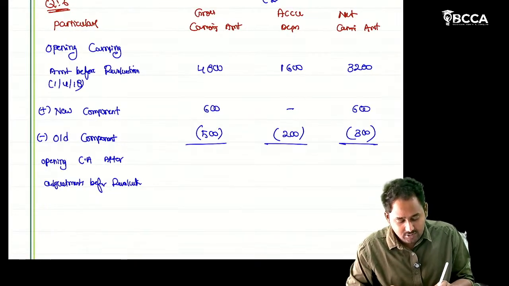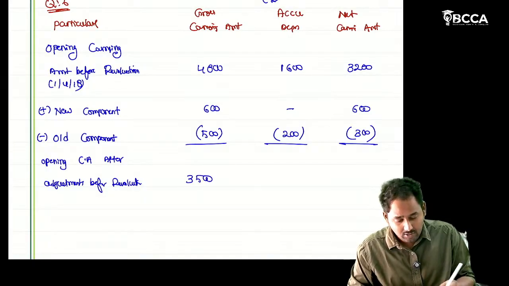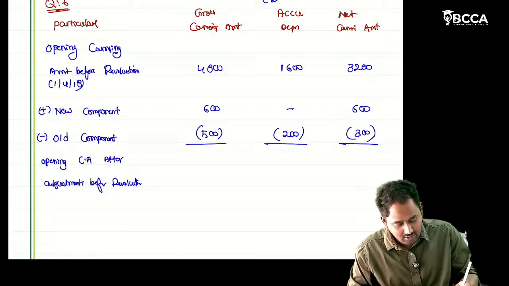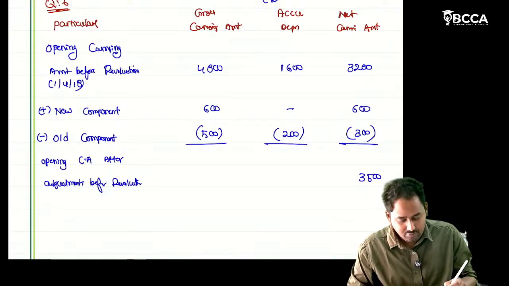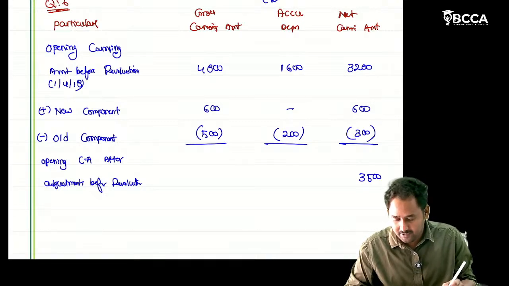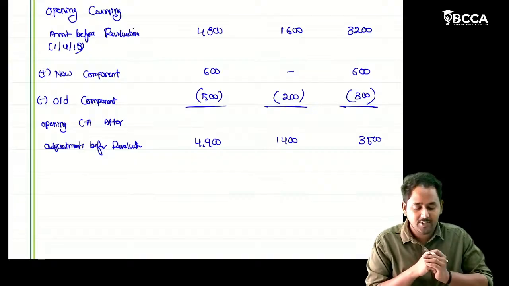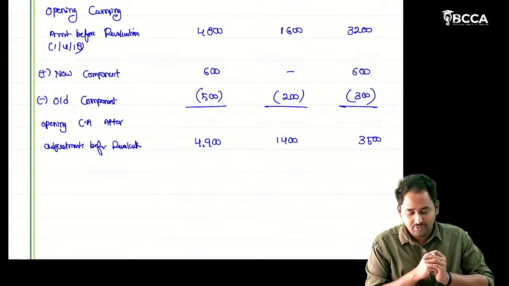So tell me the answer. 3,500. Net carrying amount is 3,500. Then what is the gross carrying amount? 4,800 plus 600 minus 500, that is 4,900. Accumulated depreciation is 1,400. So 4,900 minus 1,400 is 3,500. So this is the opening carrying amount after adjustments.